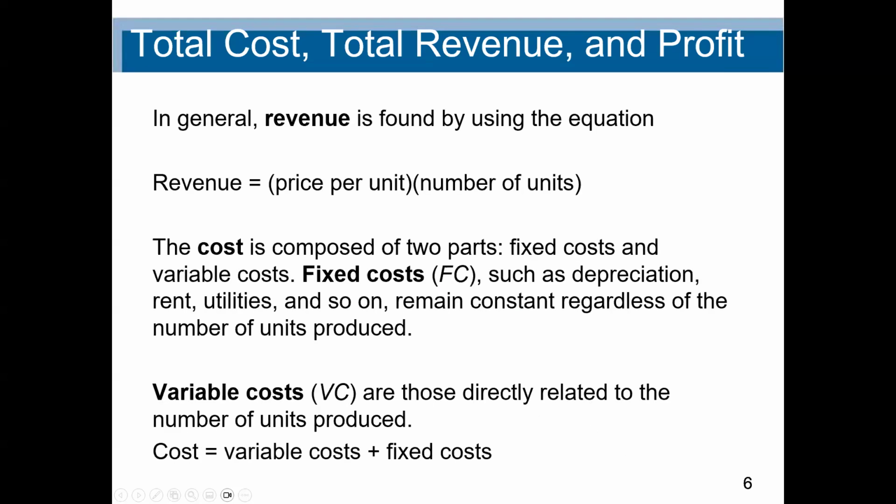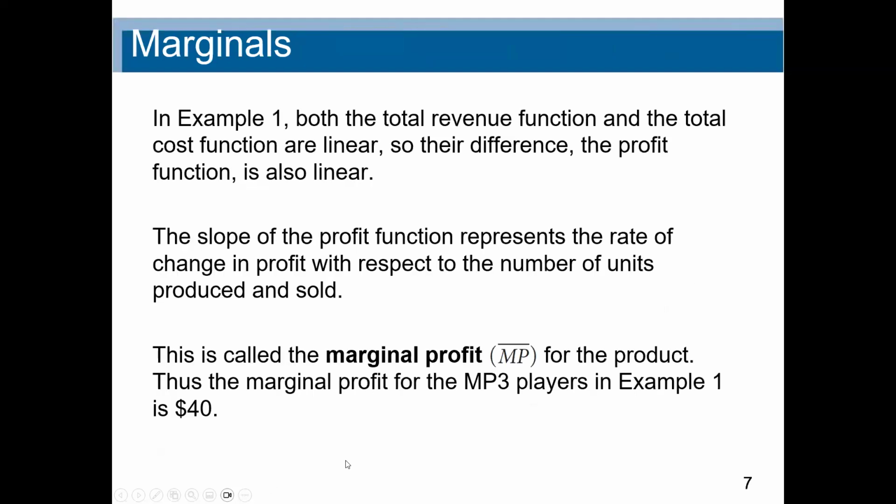Now, in general, we say the revenue is found by using the equation: revenue equals price per unit times number of units. As we saw in the first example, price per unit is $50 and number of units is X, so it's 50X. Now, total cost will be the fixed cost plus the variable cost. So that's the formula given.